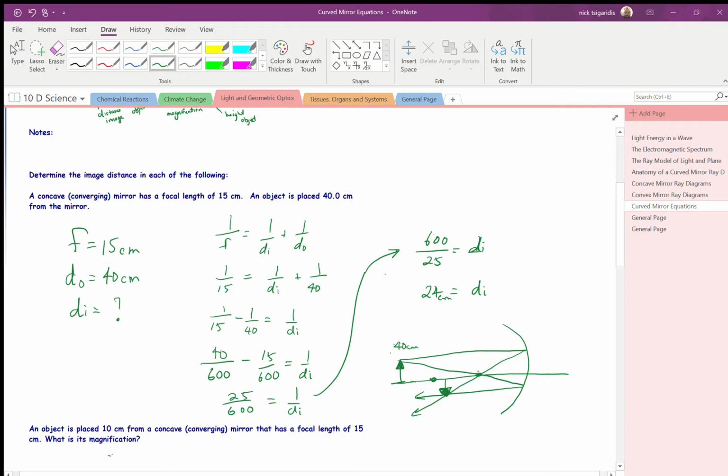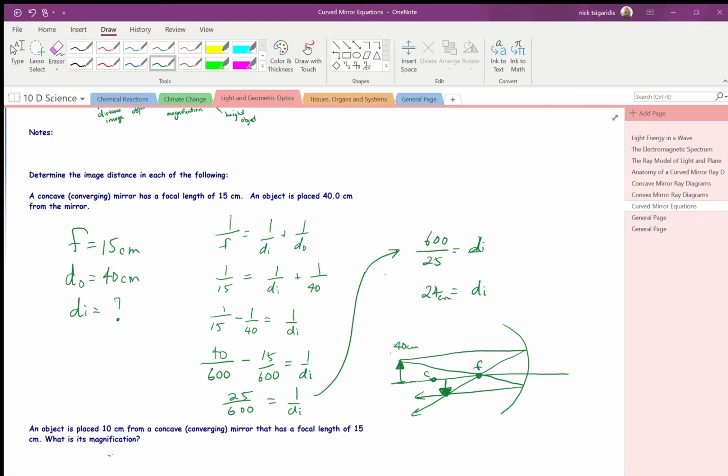Well, you notice that the focal point was at 15, so that's my F. And you'll notice that my center of curvature was at 30. So somewhere between 15 and 30, closer to 30, is 24. And that's where my image actually appears. So you'll notice that these things will correspond to our ray diagrams.